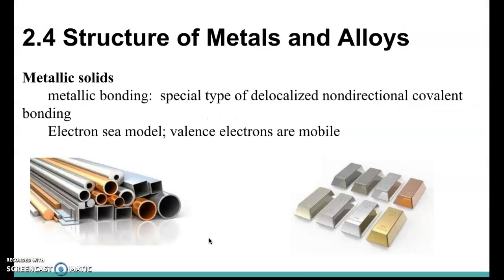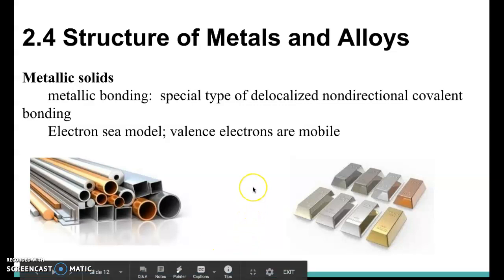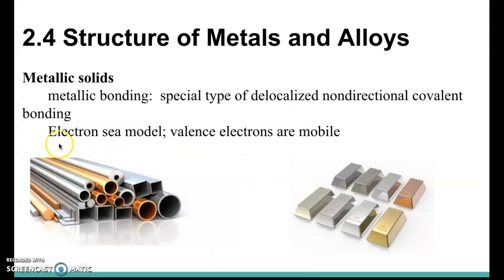Okay, now let's go to 2.4, the structure of metals and alloys. So with metallic solids, they're held together by metallic bonding, which is a special type of delocalized non-directional covalent bonding. This is also referred to as the electron sea model. And you think of sea as in something that can flow. Well, in this case, what's flowing is the valence electrons. They are free to move around. And that's what gives metals all of its properties.